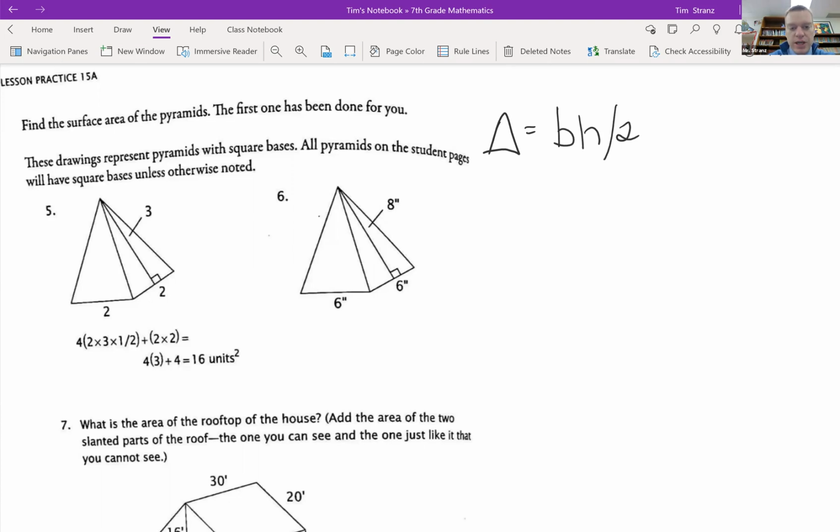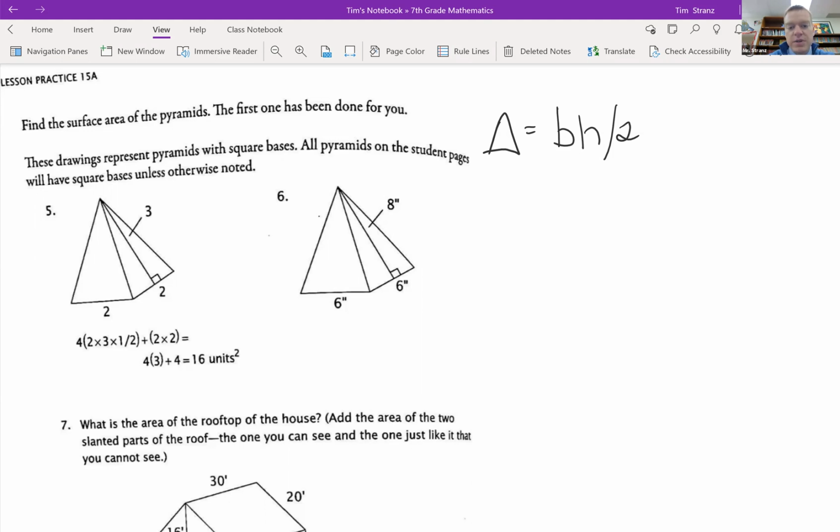Okay, so looking at number 6, it tells us that our height is 8 and our base is 6. Okay, on this pyramid, all of these faces are going to be the same. So really, you just have to find the face of 1 and multiply it by 4. Okay, then there's one last step that I'll show you after you do that.